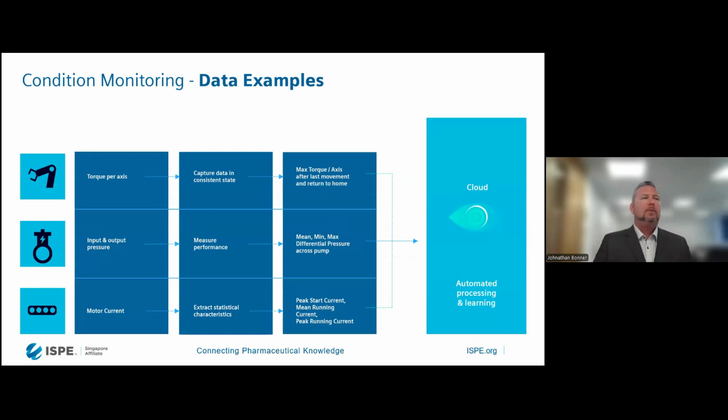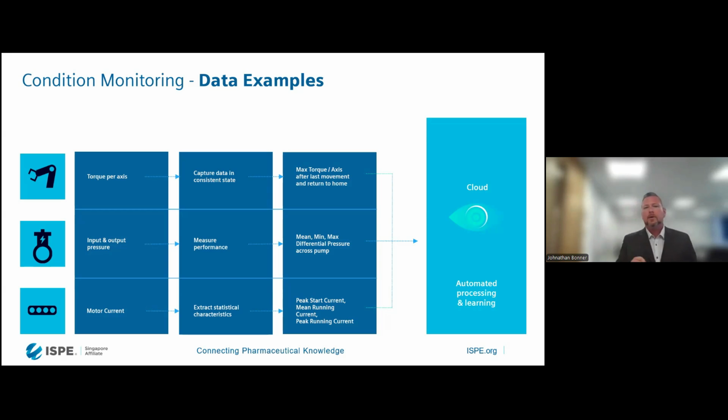If we look at the robot, the condition monitoring data is potentially torque per axis. However, we want to capture this data or process data to be consistent, because if this is a palletizing robot, it could be picking up different weights and configuring them, or it could be running at different configurations of product placements on your pallets. Therefore, there is a huge variability in the data, the torque requirements in any given period of time. So an example of a condition indicator for that could be the max torque per axis after the last movement and its return to home.